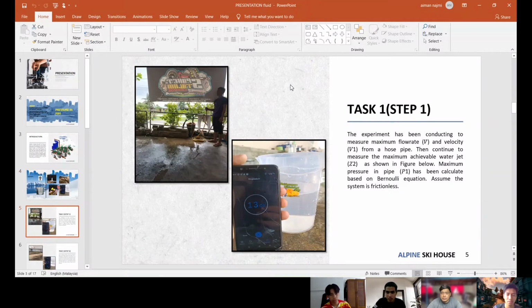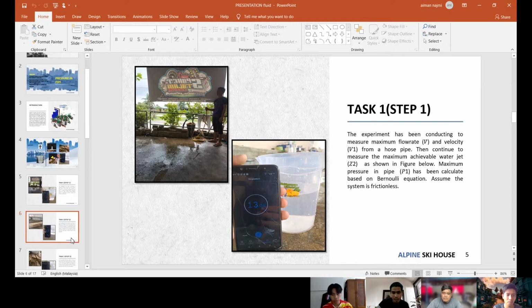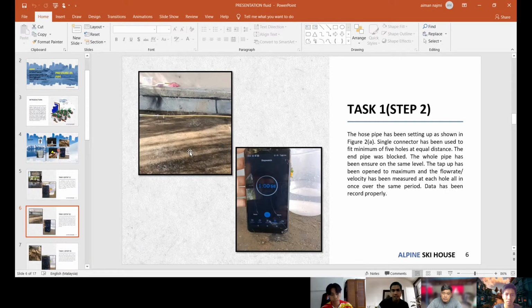Okay, for task 1, the experiment has been conducted to measure maximum flow rate V and velocity V1 from a hose pipe. Then continue to measure the maximum achievable water jet as shown in the figure below. Maximum pressure in the pipe has been calculated based on Bernoulli equation. Assume the system is frictionless. So the experiment is as shown. The time taken to fill the cup is 13 seconds.